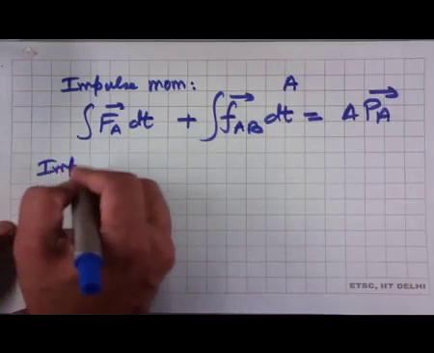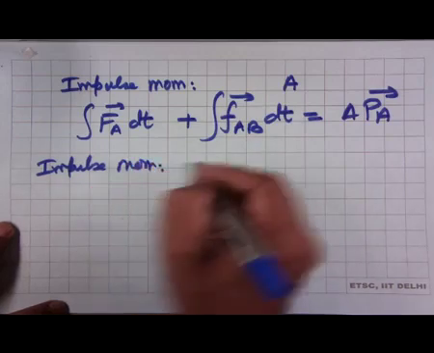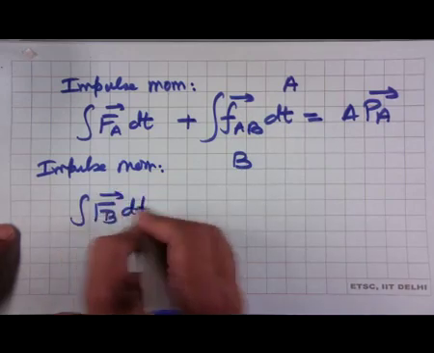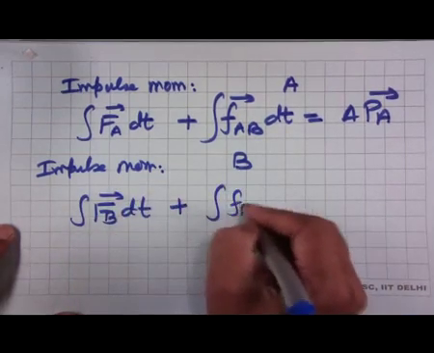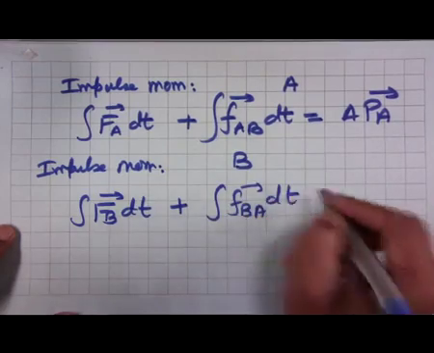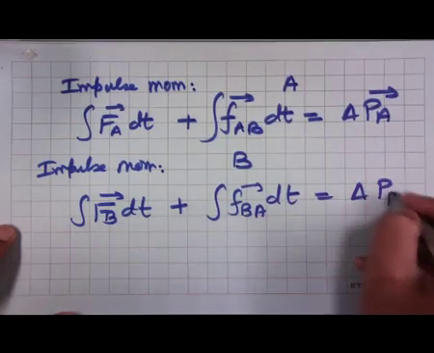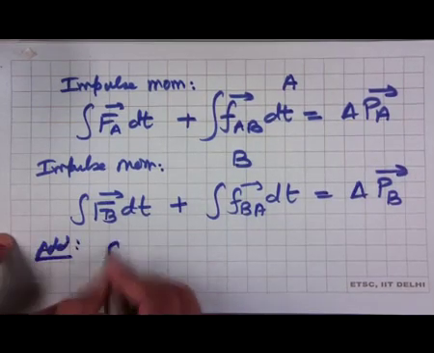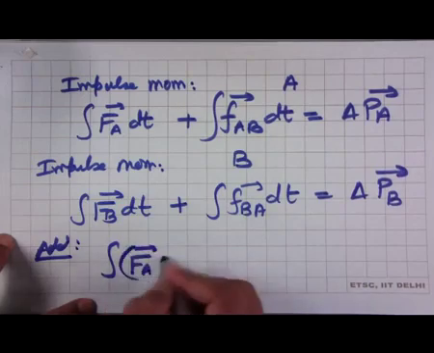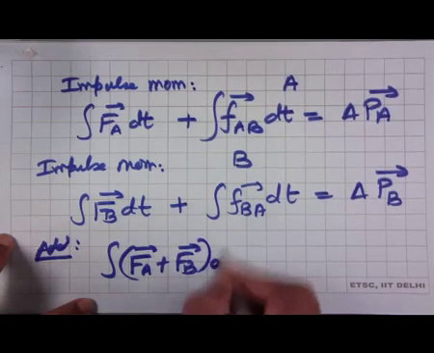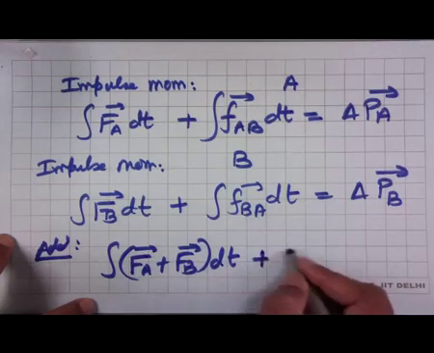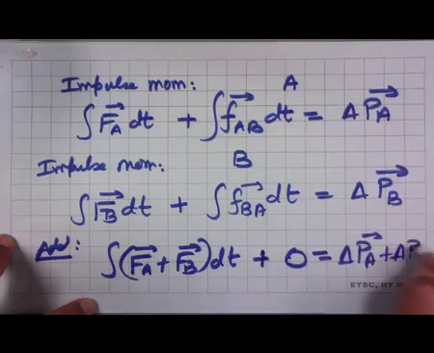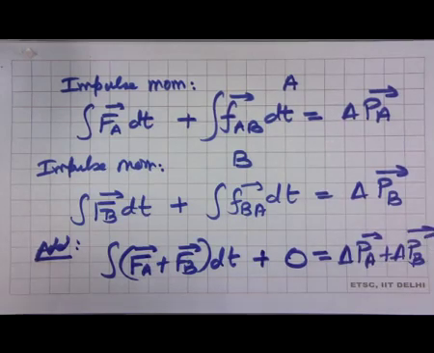And the impulse momentum principle for particle B gives me integral F_B dt plus integral F_BA dt is equal to change in momentum of particle B. When we add these two, what we will get is integral (F_A plus F_B) dt plus 0 is equal to change in momentum of particle A plus change in momentum of particle B.